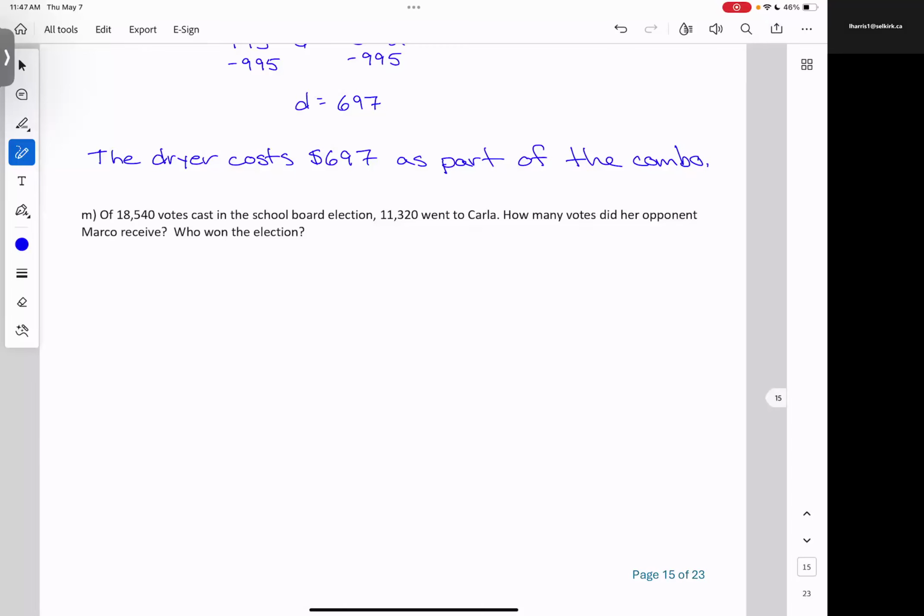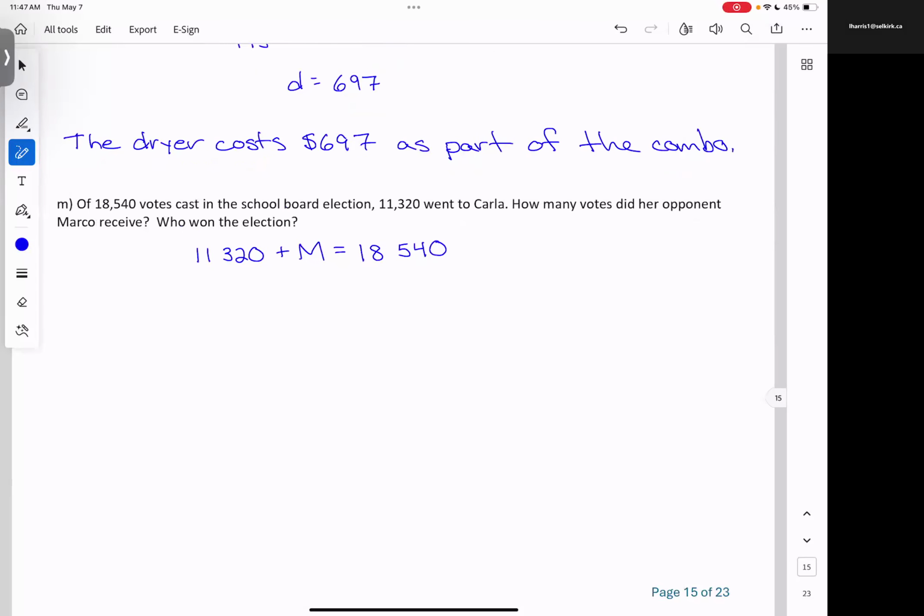Okay, so we know we've got Carla's votes of 11,320 plus Marco's votes. I'm going to call them capital M. And we know together the total votes cast was 18,540. We're assuming only these two were in the election, I suppose. All right, so we want to solve this linear equation. To do so, let's subtract this 11,320 from both sides.